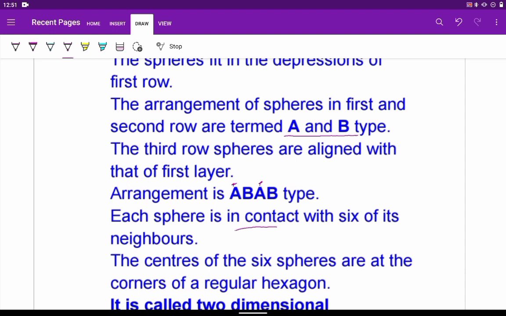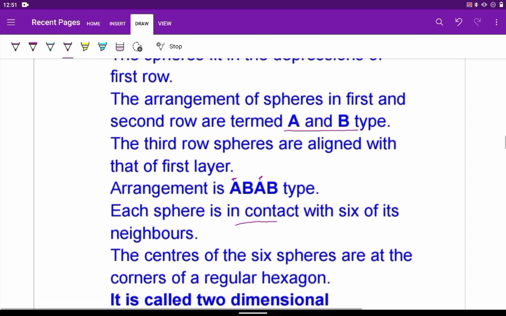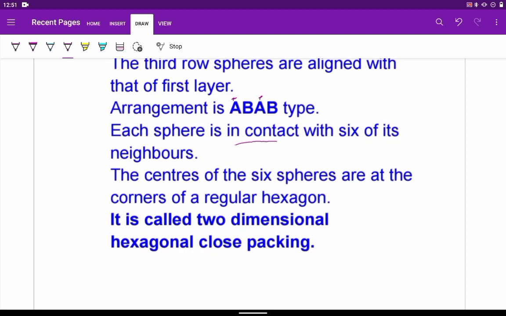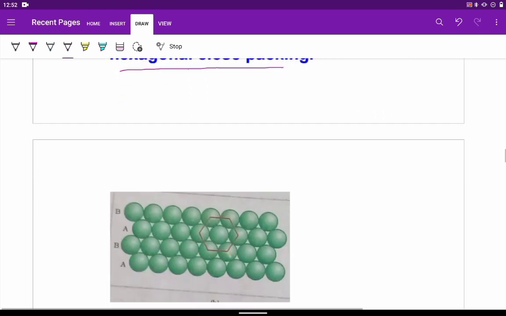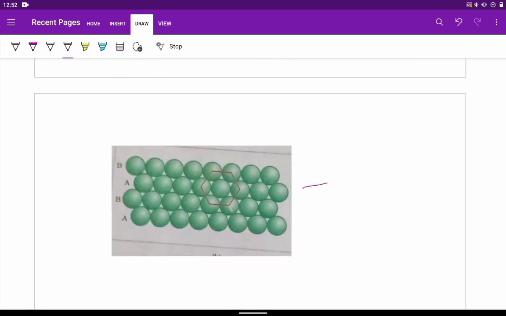And when we join the centers of these 6 spheres, we find that they are at the corners of a regular hexagon. We get a hexagon. So this is known as two-dimensional hexagonal close packing. You see here, you can find a hexagon here. We can see a red colored hexagon after joining the centers of the 6 spheres, which are the neighboring spheres of this central sphere.